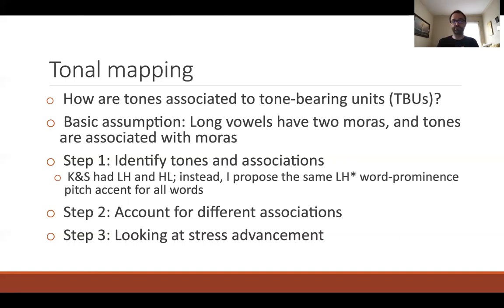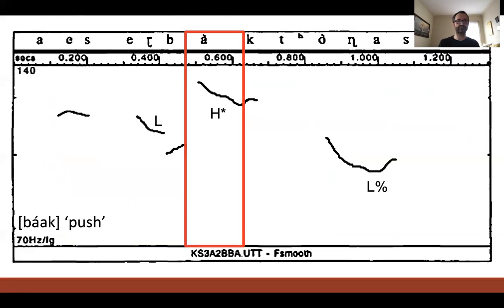And then in step three, we'll be looking at stress advancement, where, as I claim, there are some things in there that can very nicely be brought in line with the first part of the analysis. Okay, now, this is just the tonal mapping, right? So this basically says this is the falling tone, and the falling tone has a high star in the stressed syllable, and then it falls towards what I refer to here as a low boundary tone. And as you can see, there is a low tone before that stressed syllable.